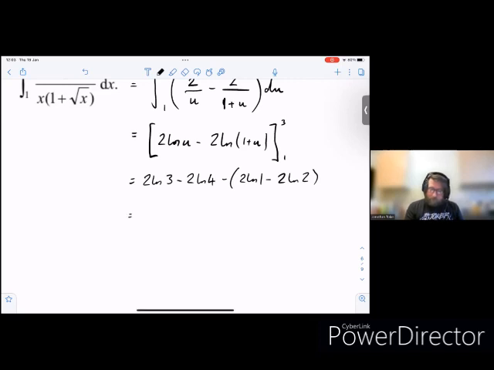So that all becomes, let's take out 2 as a factor, and we get log 3 minus log 4 plus log 2. Using our laws of logarithms, that becomes 2 log, okay, so we're doing 3 times 2, which is, when you log them, that's multiplying, so it'll be 6 divided by 4, so it'll be 6 over 4, which is 3 over 2.